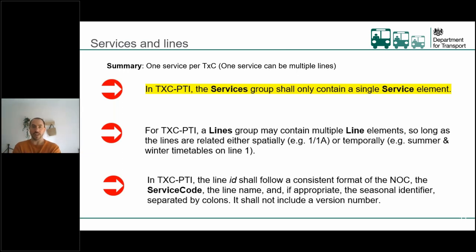It's important to highlight, though, that lines is a concept that will mean that you can describe all of the variants of that service using the lines group. So the 1 and 1A can be included, and the inbound and the outbound versions of these can be included in a single TransXChange. You don't need to create one for each line.